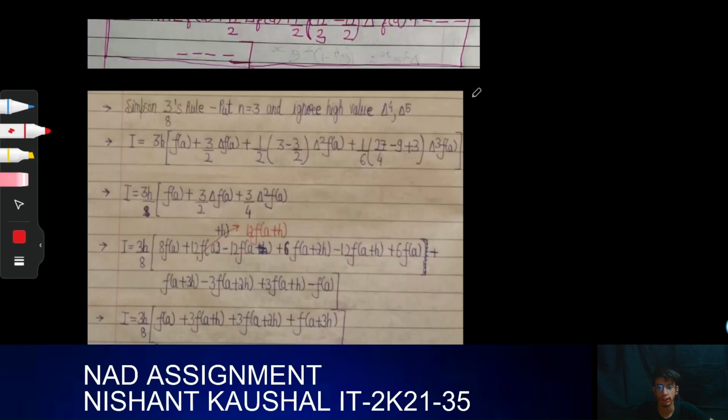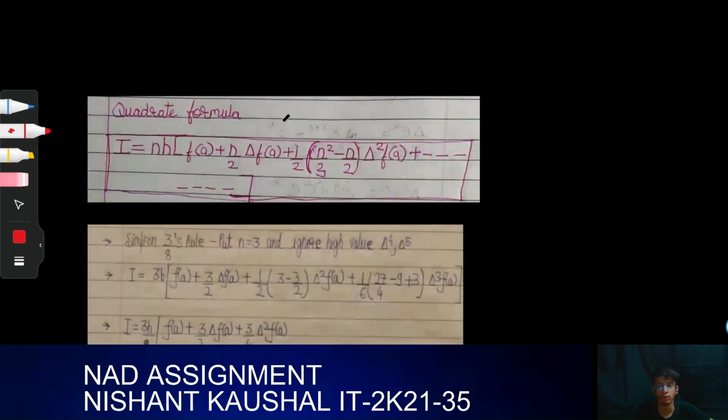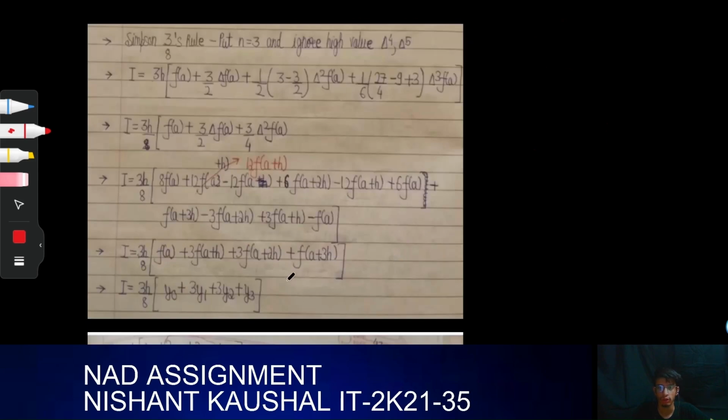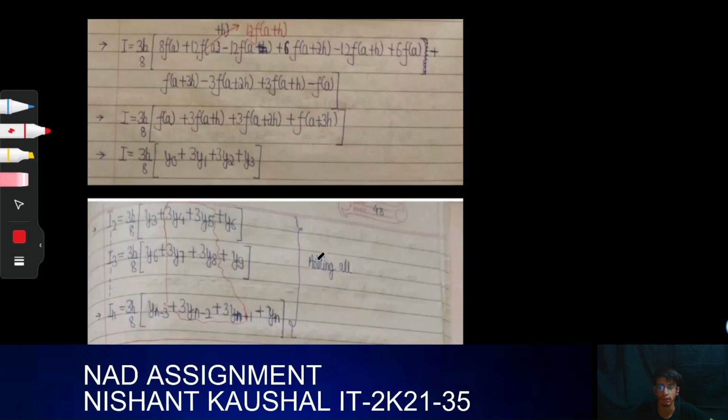Here we can see it as well. When we want Simpson three-eighth rule from the quadrature formula, we put n equals 3 to generate this formula. So it will be 3h [f(a) plus 3 by 2 del f(a) plus ...], and if we solve this, we will get this formula 3h by 8 [y0 plus 3y1 plus 3y2 plus y3].